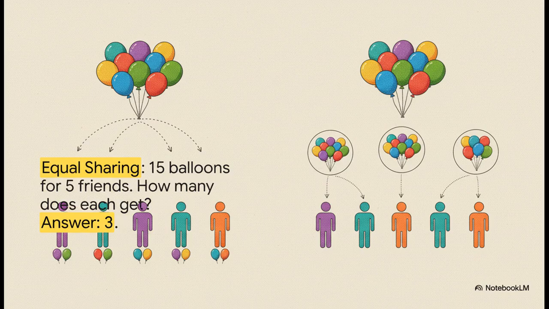The answer is 3. But you can also think of it as equal grouping. Here the question changes. If we give 3 balloons to each friend, how many friends can get balloons? The answer is 5. See? It's the same numbers, just asking a different question.